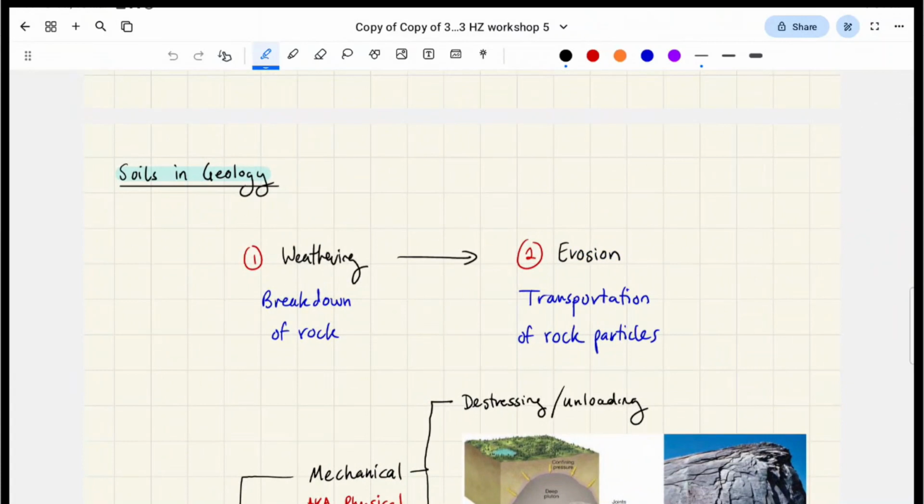So we've mentioned these words before, weathering and erosion, but keep in mind the different things. Weathering is kind of like the damaging of rock, almost, the breakdown of rock. You'll see later there's two types of weathering, mechanical and chemical breakdown. Whereas erosion is the transportation of these rock particles, in other words, soils, right?